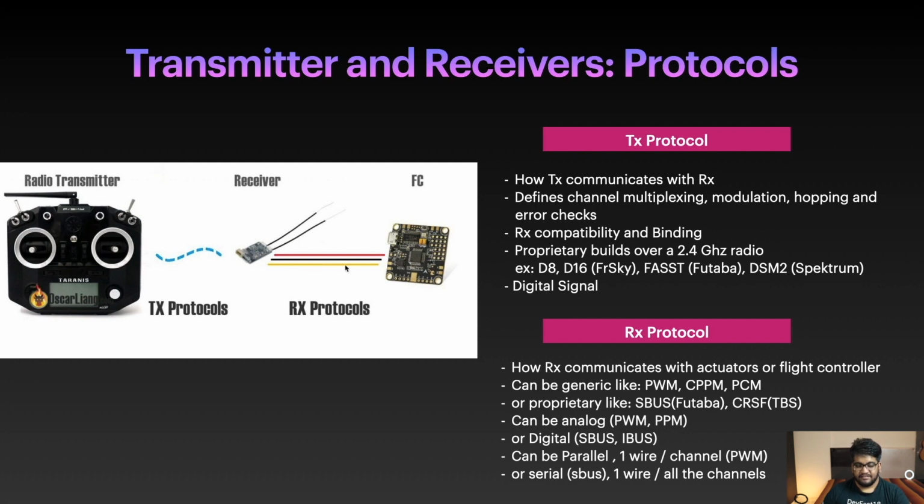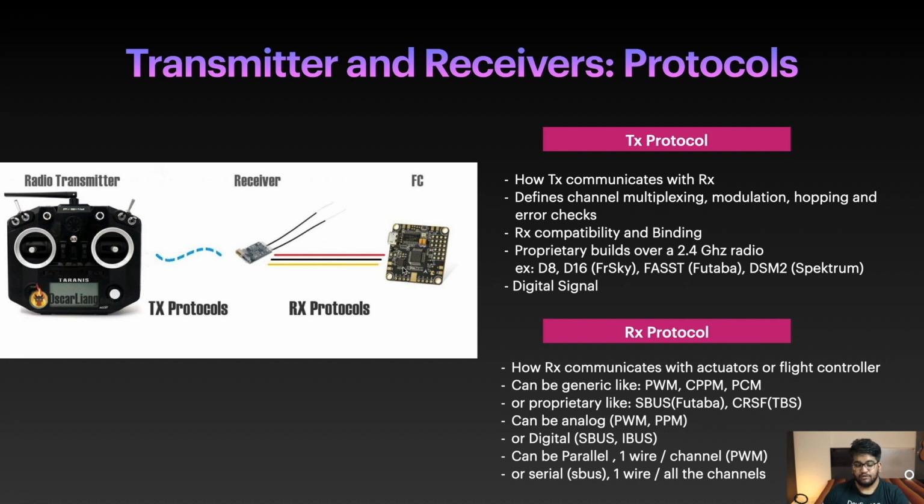Also, the receiver can send data to the flight controller in a parallel fashion. For example, if this receiver has 4 channels: throttle, pitch, yaw, and roll, each channel can have one wire of its own. Throttle can have one wire going to the flight controller from the receiver. Yaw can have another wire. So each wire carries one channel, and that is called parallel communication. An example of parallel communication is the PWM protocol.